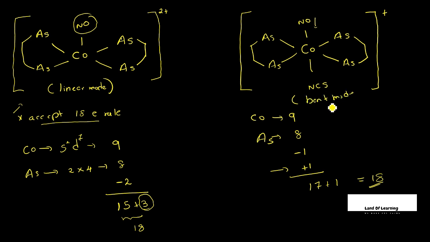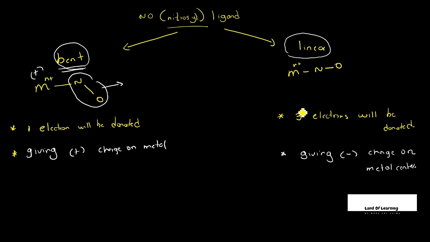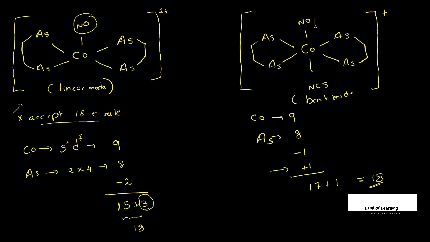Because the bent mode provides 1 electron here. In this case, bent mode provides 1 electron, and linear mode provides 3 electrons. That's how you approach this question. You can also use the oxidation value, right? If this is linear, a particular oxidation value can be achieved, and in this pair, a particular oxidation value is achieved. So you can do this question based on the oxidation value too. I hope you get some idea about the nitrosyl ligands. We will talk more about these topics in the next videos.